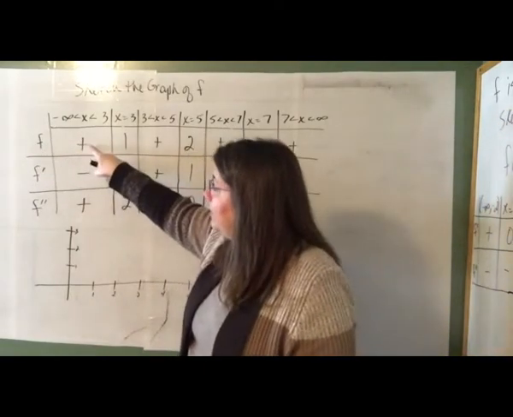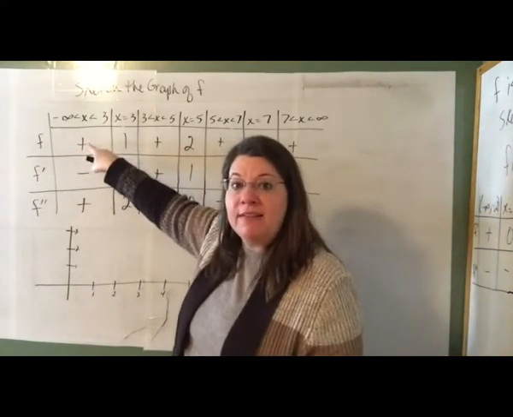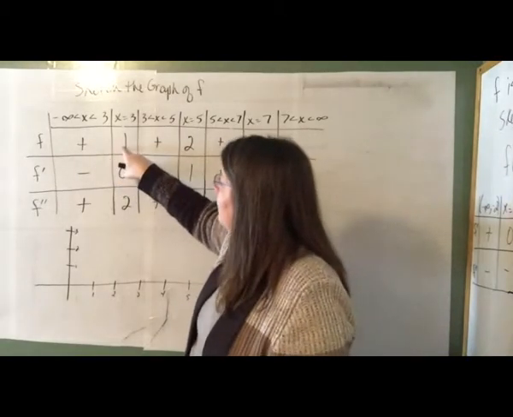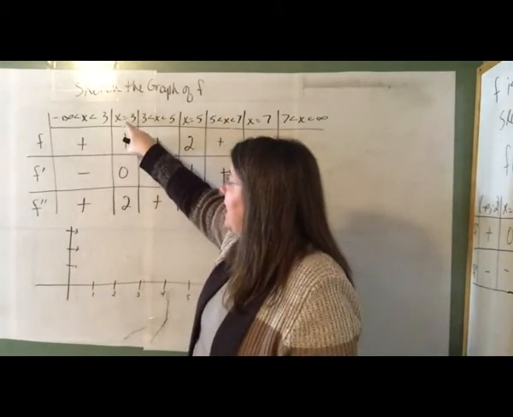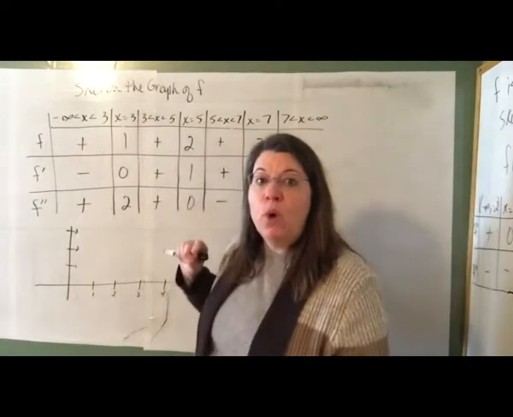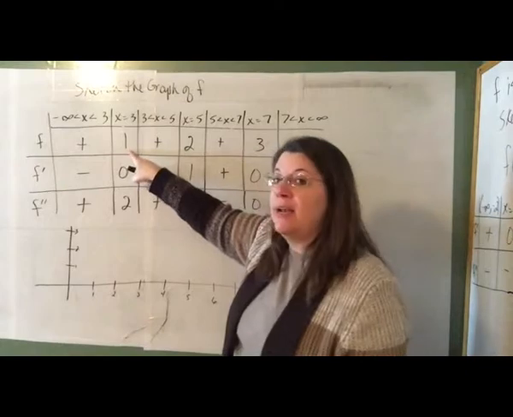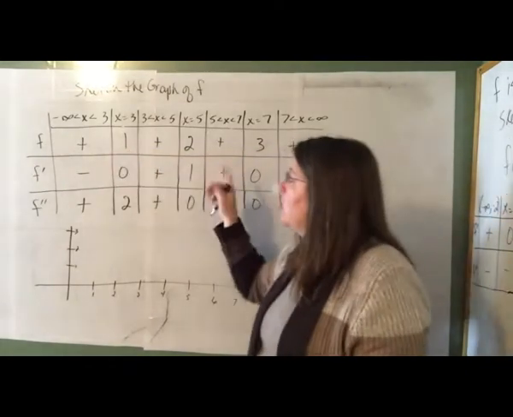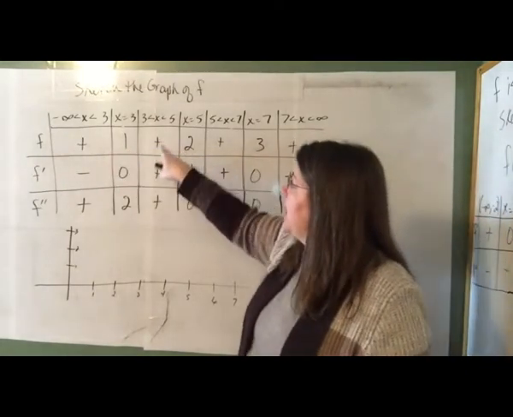So if f has a positive, that means f is above the x-axis. This f means that it's 3. When x is 3, f is 1, y is 1. So that's the ordered pair (3, 1). So we know the ordered pair (3, 1) is on the graph. And so on. So this plus means it's above the x-axis.